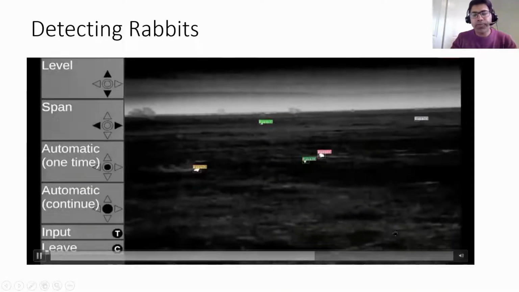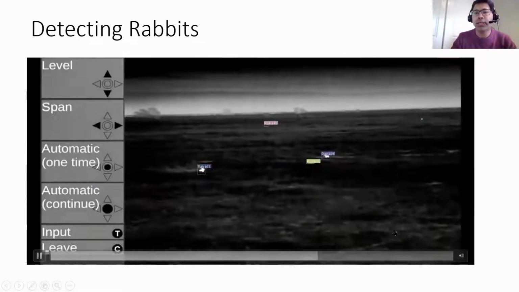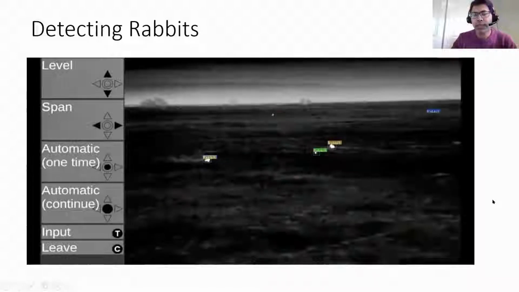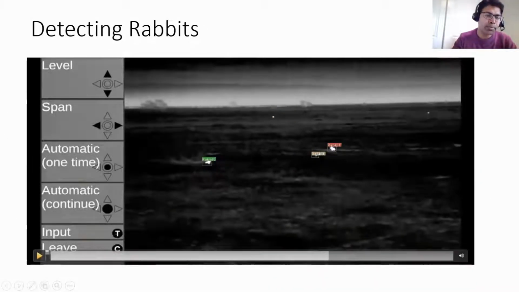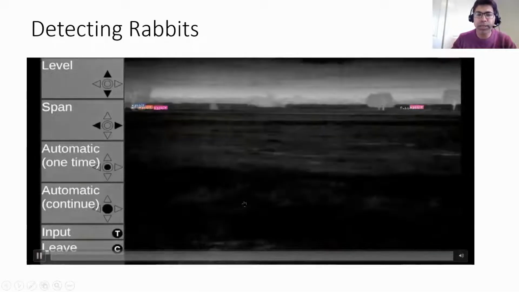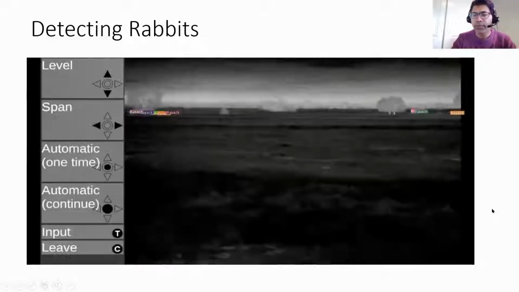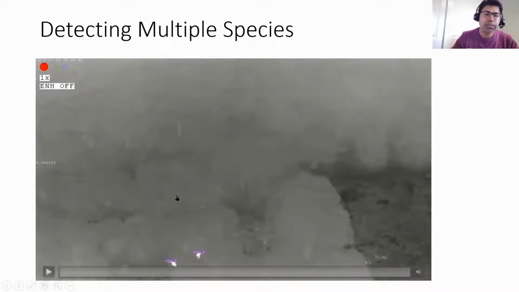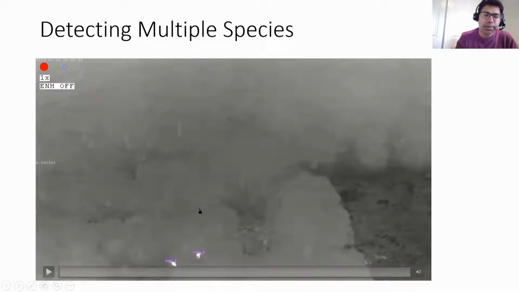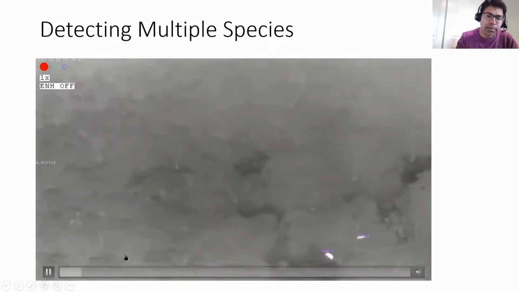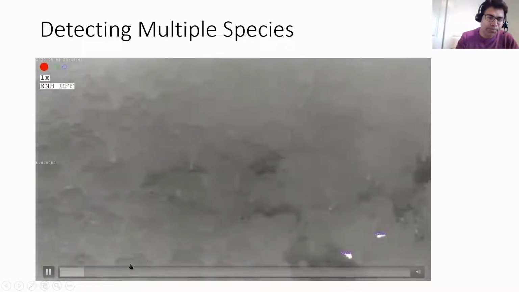Okay, so we can train it for a single species, but generally, you know that there is more than one species, so we have to train our data for more than one species. Sometimes there are cows, goats, deer, horses. So there is much more going on there, especially the feral pigs, which are very difficult to identify.